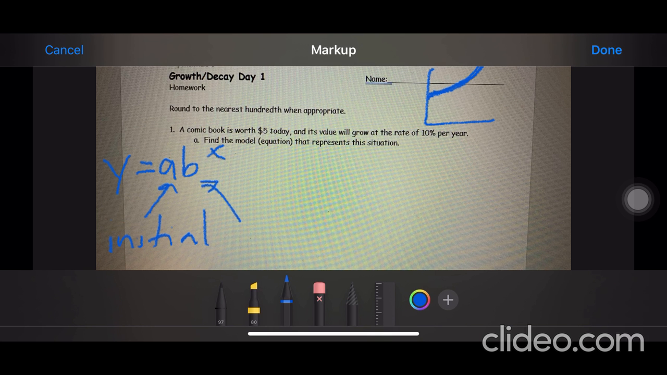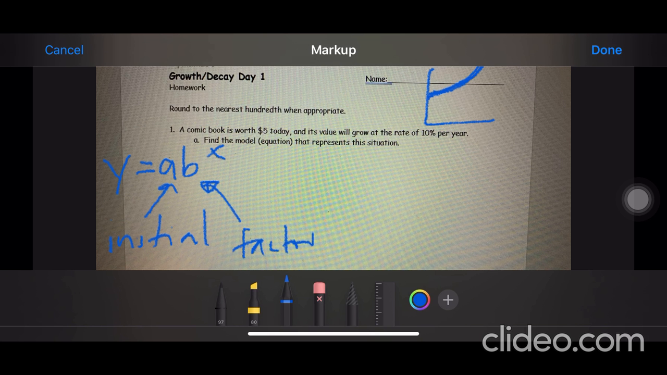B, this is the fun one. This is your factor. It's how much you're multiplying by. This makes sense. If we know it starts at some value and it's changing, we're going to multiply it by something. And then our x is telling us, well, we're not just doing it once, we're doing it over and over and over again. So how many times do we need to do it? So it all makes sense.